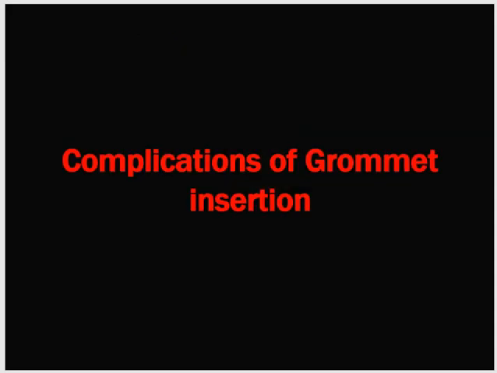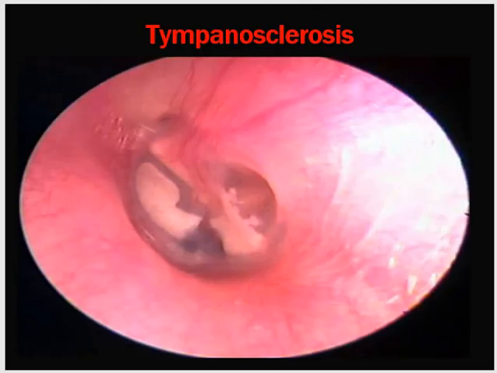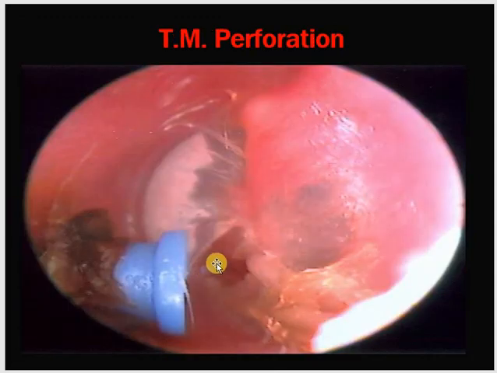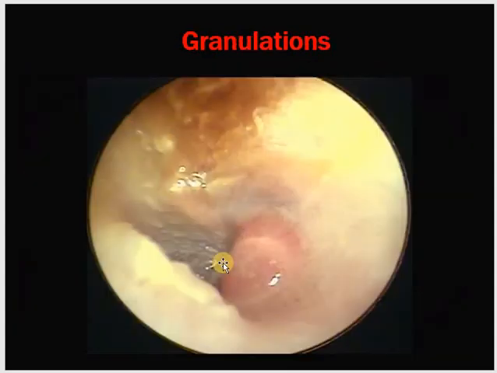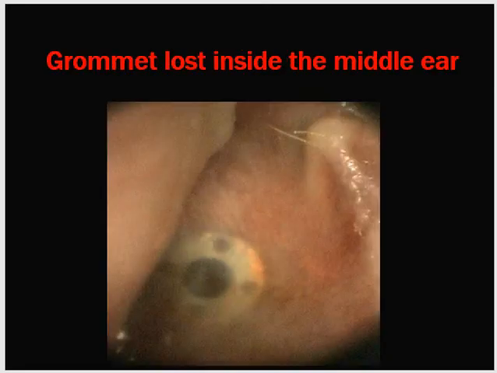You might also be asked regarding the complications of grommet insertion. They are tympanosclerosis: as part of the healing process, the TM gets whitish patches due to increased collagen deposition. The TM might get perforated, especially when we use a long-lasting grommet, and might not heal properly. If it does not heal properly, we have to do myringoplasty. In some cases, there might be formation of granulation tissue in the tympanic membrane, which is called myringitis. Occasionally, the grommet can get lost inside the middle ear. In this case, we have to remove the grommet again.